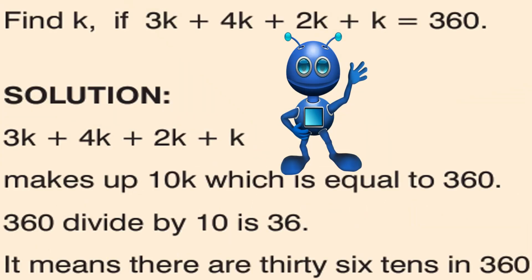Now let's reveal the answer. We know 3k + 4k + 2k + k is equal to 360. Step 1. Add all the k terms together. 3k + 4k + 2k + k is equal to 10k. Step 2. Now the equation becomes 10k = 360.